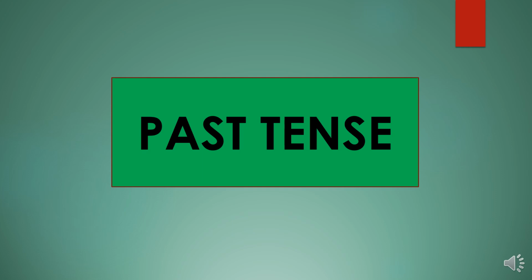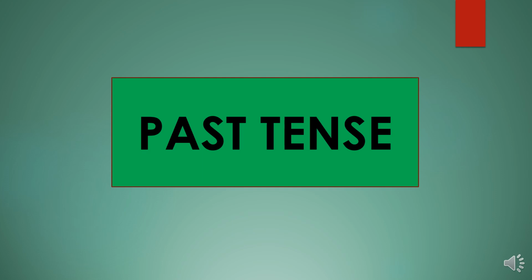I have already discussed the tense in general and the first form of tense, that is present tense, and all its four forms: the present indefinite tense or the simple present tense, the present continuous tense, the present perfect tense, and the present perfect continuous tense. So in this video we are going to go ahead with past tense.